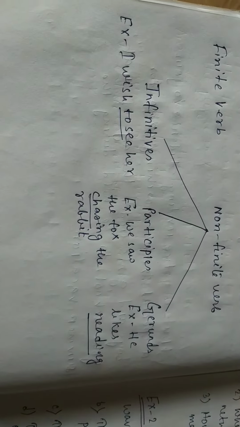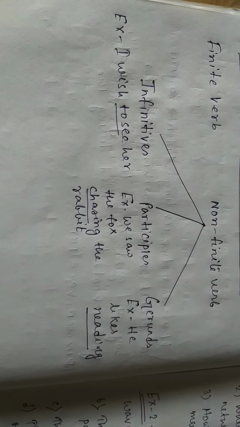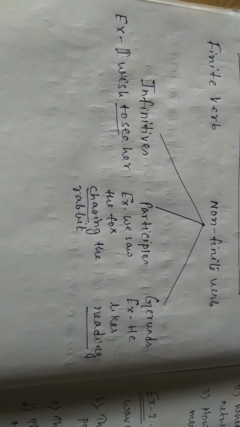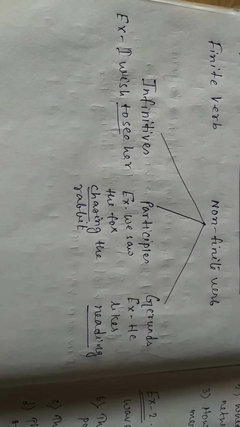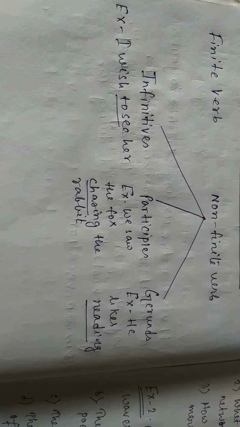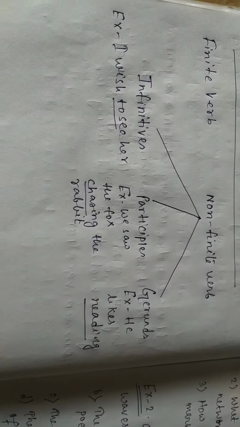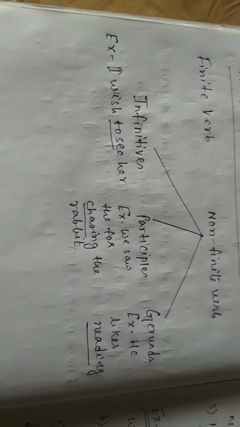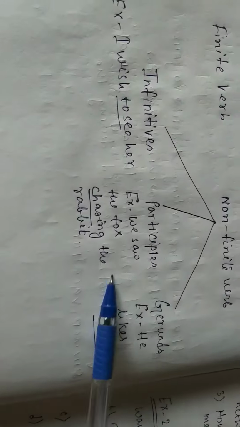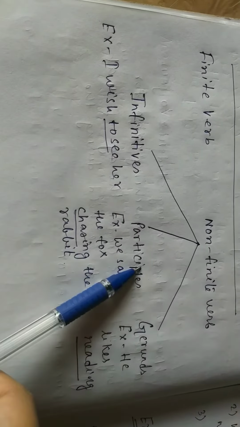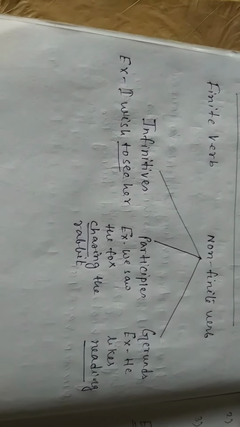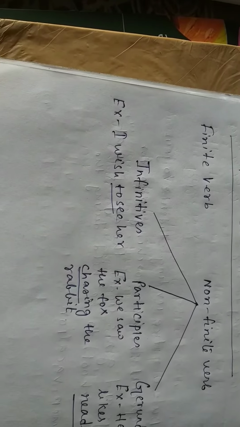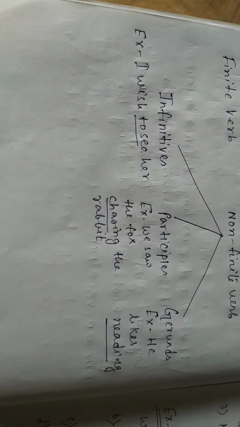participles. What is a participle? A participle is a non-finite verb which acts like an adjective or a noun in a sentence. Example is we saw the fox chasing the rabbit. Here chasing is the participle. Take another example. The book I am reading now is quite interesting. Here interesting is the participle.